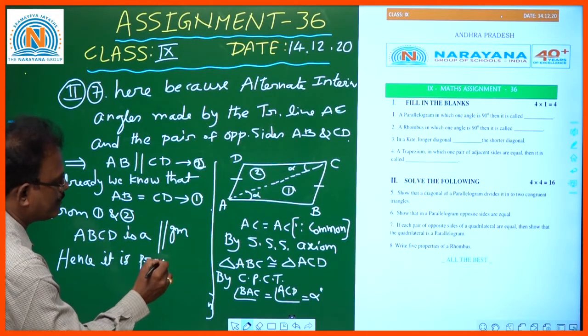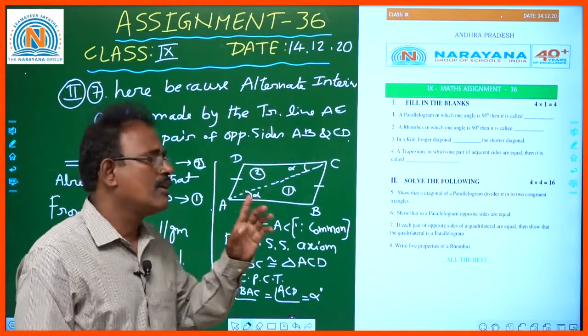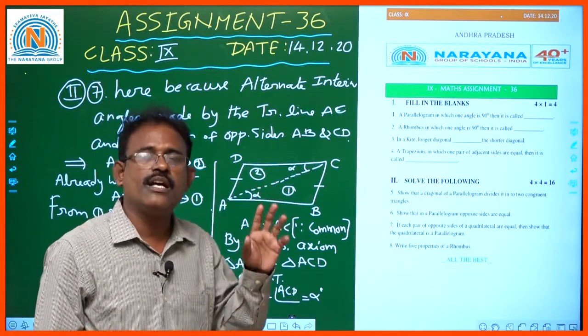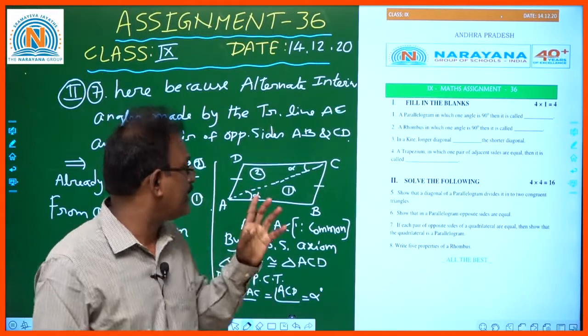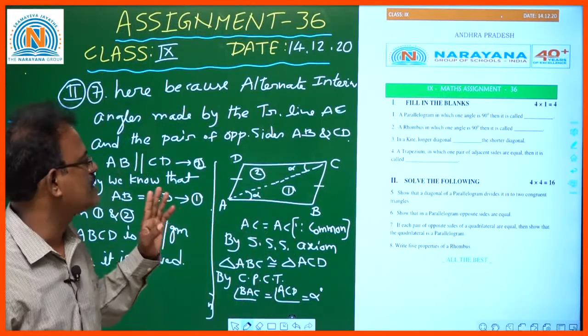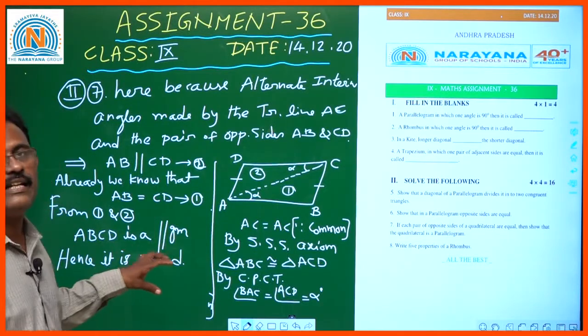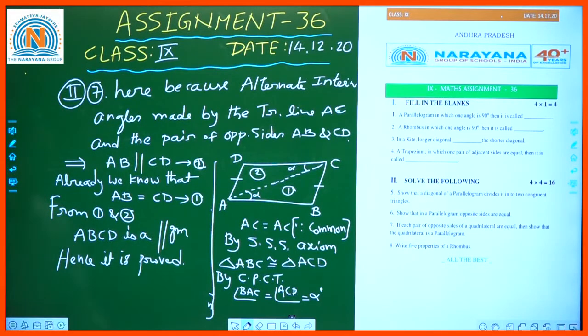So actually what they gave is one quadrilateral, and another piece of information given is that both the opposite pairs are equal with respect to length. So if both the pairs of opposite sides are equal, we proved here, then it is a parallelogram. Okay, children?